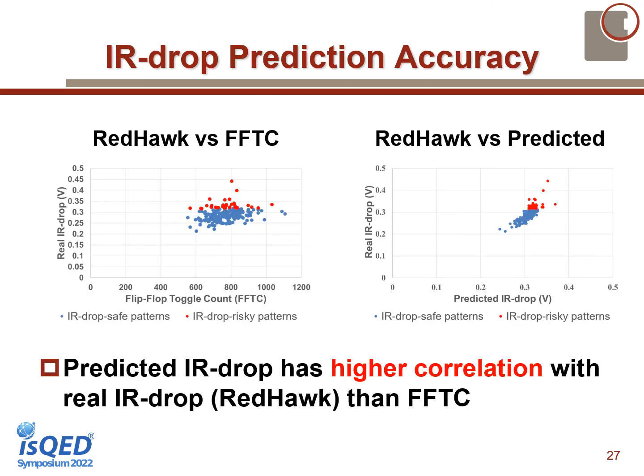Two charts show correlations between real IR drop analyzed by RedHawk-SC, our predicted IR drop, and the power metric used in commercial tools, that is, flip-flop toggle count. As you can see, flip-flop toggle count is an extremely bad predictor for real IR drop, while our predicted IR drop is much more highly correlated to RedHawk simulated IR drop. This explains why power-aware ATPG has even worse performance for the B19 circuit.